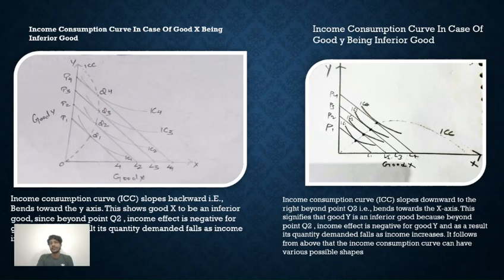Next is the income consumption curve in case of good Y being an inferior good. Here is its graphical representation and its description. The income consumption curve slopes downward to the right beyond point Q2, bending toward the x-axis. This signifies that good Y is an inferior good because beyond point Q2 income effect is negative for good Y.